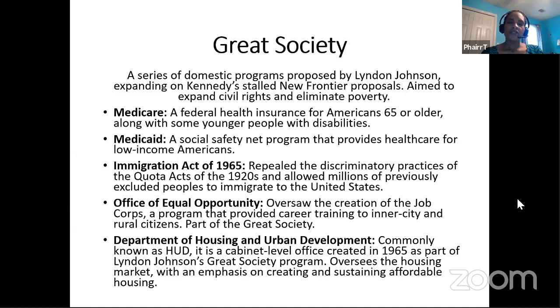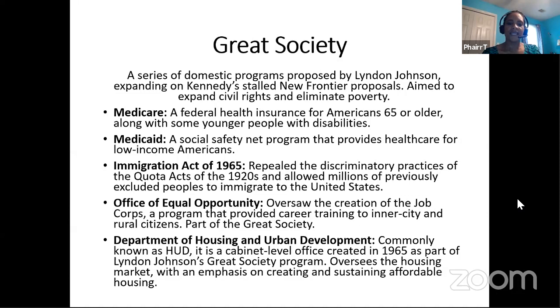A lot of people assume that with LBJ and the Great Society, he took the ideas and programs from the New Frontier. But what a lot of people don't know is that LBJ had been fighting for the expansion of civil rights way back in the 1950s. He actually proposed a Civil Rights Act prior to that, but it did not pass. So this was something that he really, really wanted to bring to the forefront.